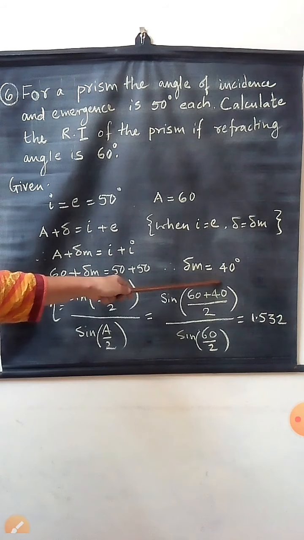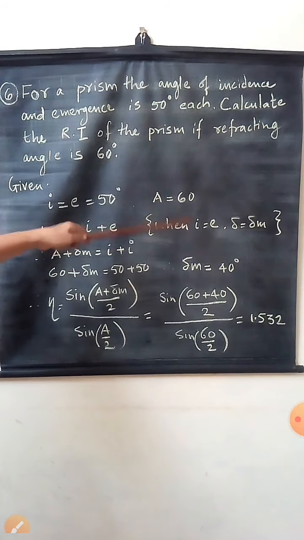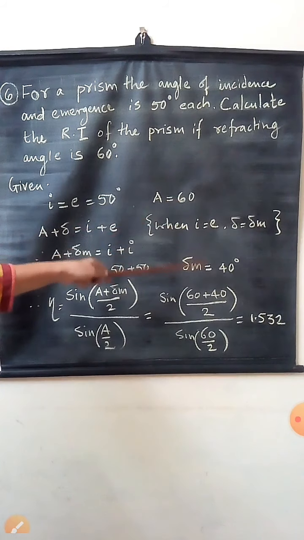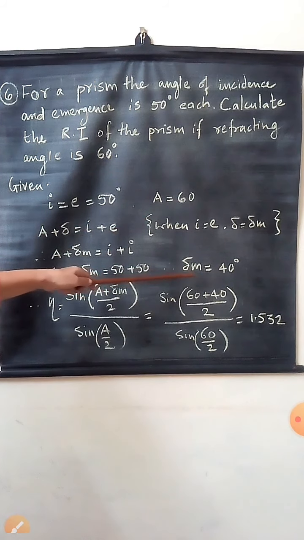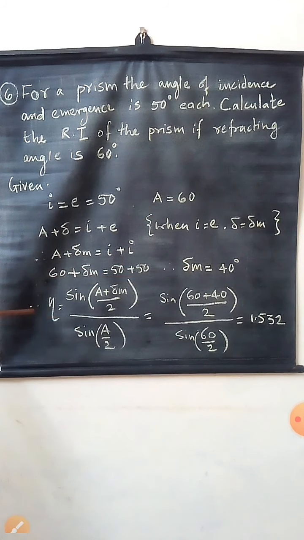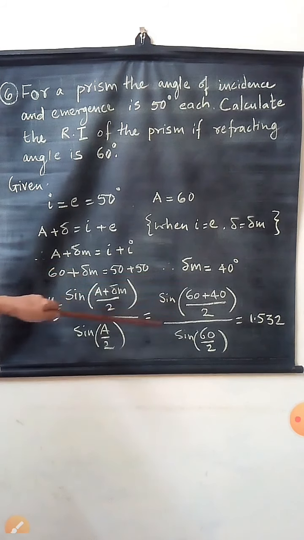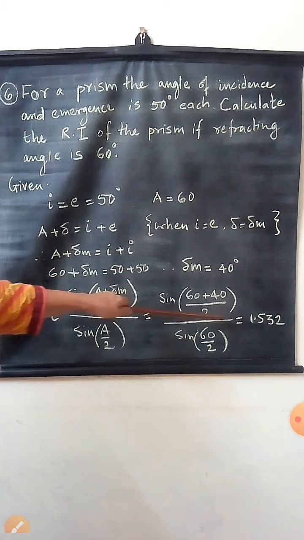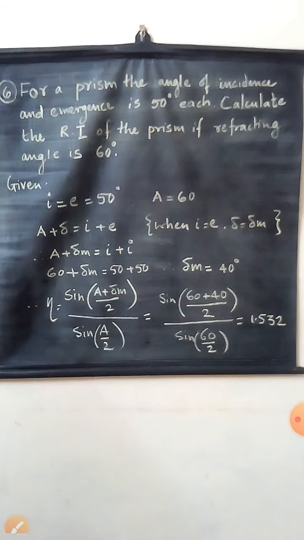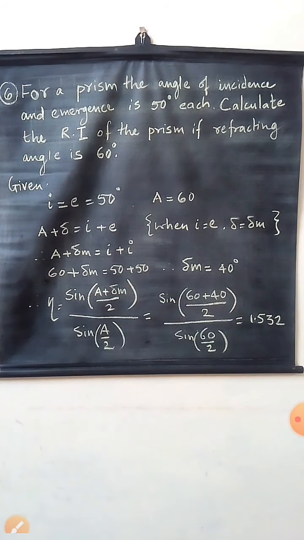So you know the value of A as 60 degrees and delta M as 40 degrees. Using both these we can find out the refractive index of the prism. Formula is the same. Refractive index of the prism is equal to sine of (A plus delta M) by 2 upon sine A by 2. Substitute the value of A as 60 degrees and delta M as 40 degrees as we have calculated over here, and after you simplify this equation you get the value of refractive index of the prism as 1.532.